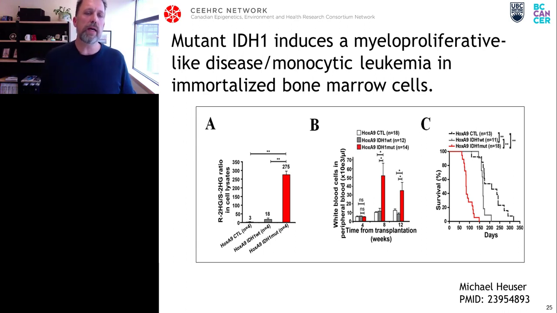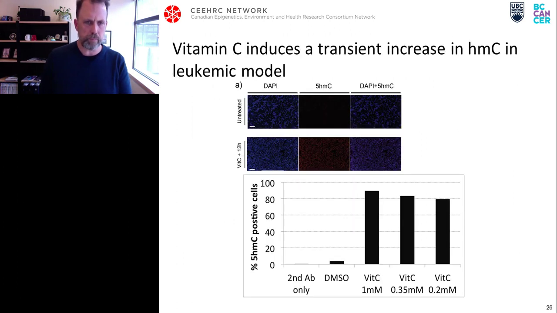And then on the far right panel, panel C, we can see that by introducing IDH mutants into a HOXA9 background, or HOXA9 transformed bone marrow cells, it leads to a much reduced latency to leukemic transformation in the mouse model.